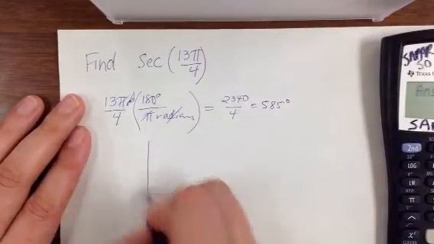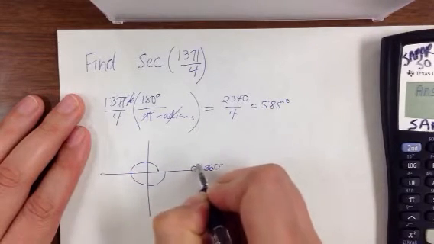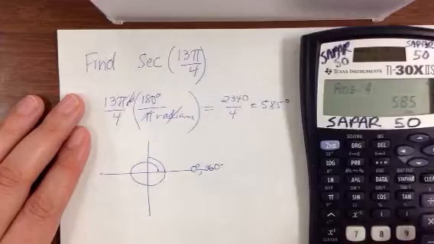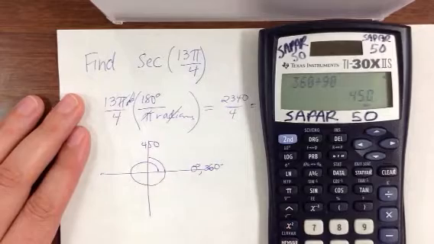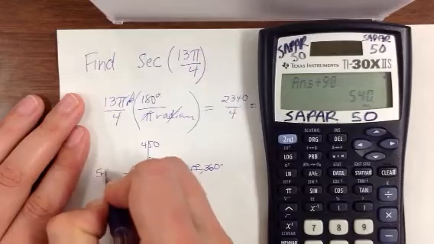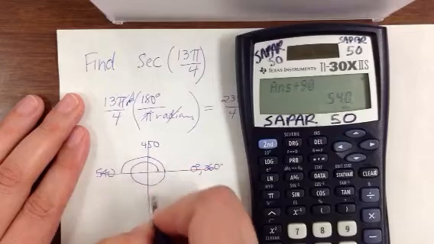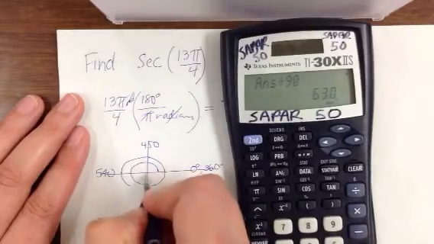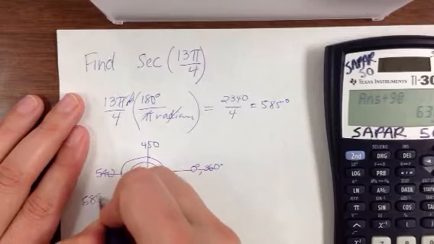Let's think about this on a unit circle. If I go one revolution, I'm at 360. I started at 0, then if I go all the way around, I'm at 360. I go another 90, I'm at 450. If I go another 90, I'll be at 540. I'm trying to get to 585. If I go another 90, that's gone too far. So I know 585 is right in here, in the third quadrant.